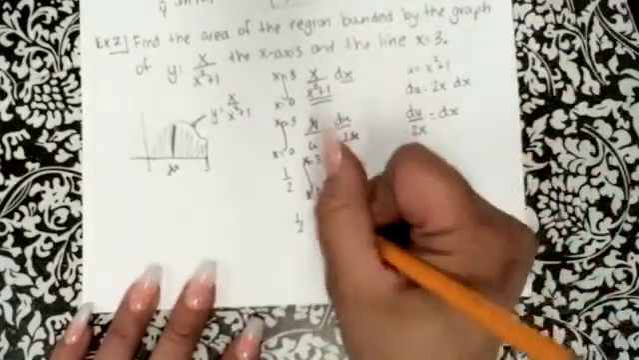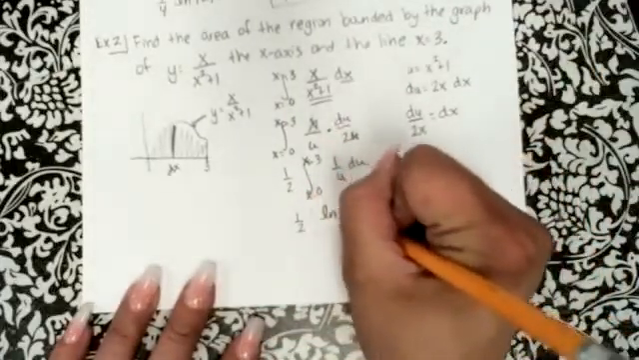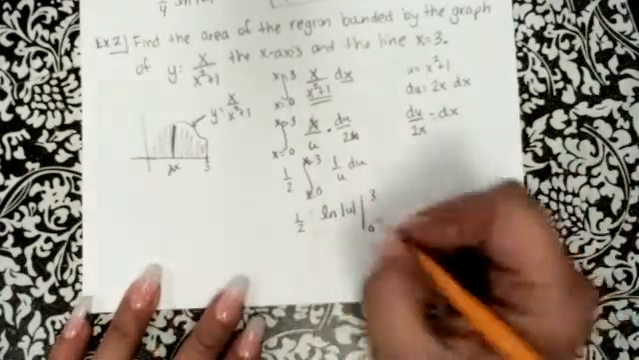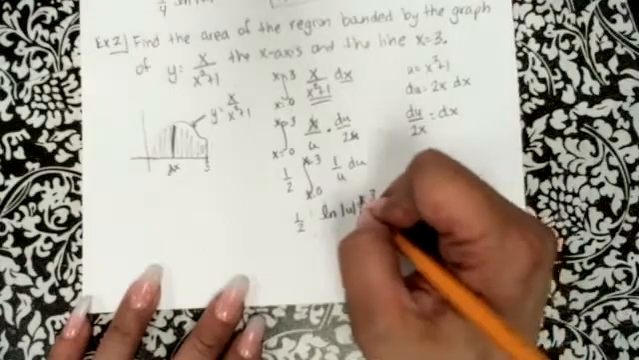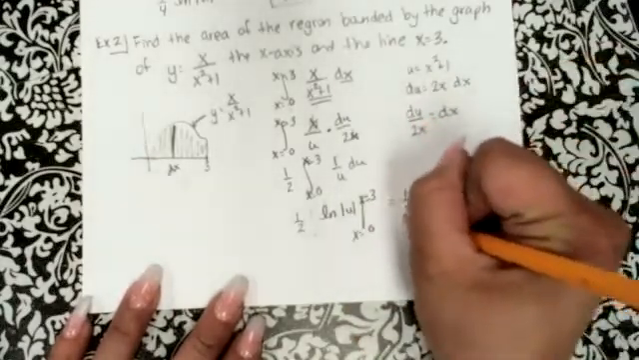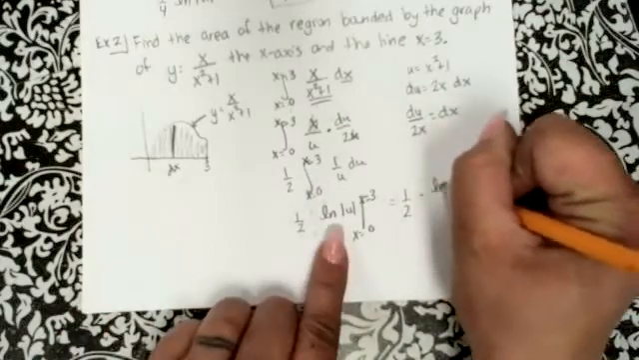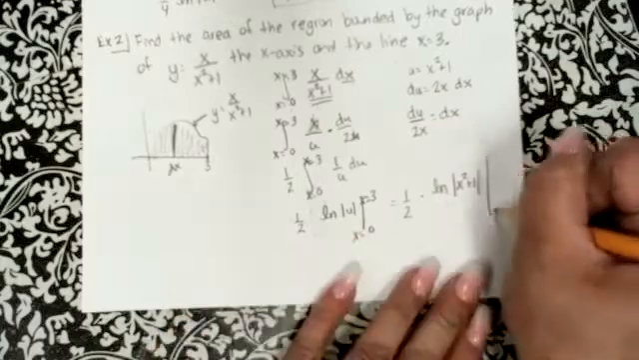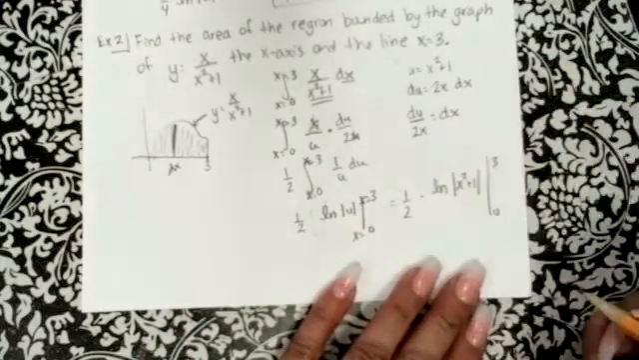1 over u is natural log. So that's natural log of u from 0 to 3. Now, don't plug in the 3 and the 0 because right now these are terms of x's. So I need to plug it back in. So then this is going to be a 1/2 natural log of x squared plus 1 from 0 to 3.